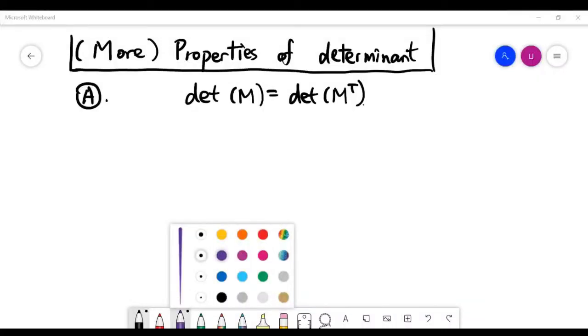So in this video, we look at more properties of the determinant. The first one is about M and the transpose of M. I claim that the determinants of the two matrices here must be the same.